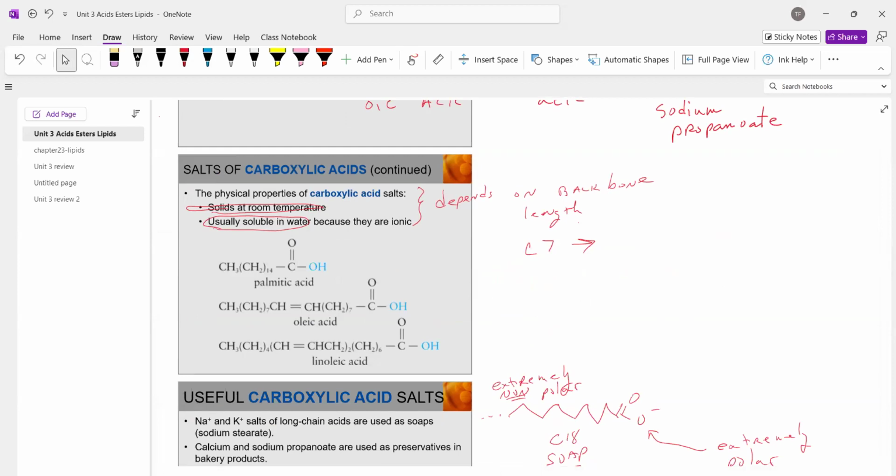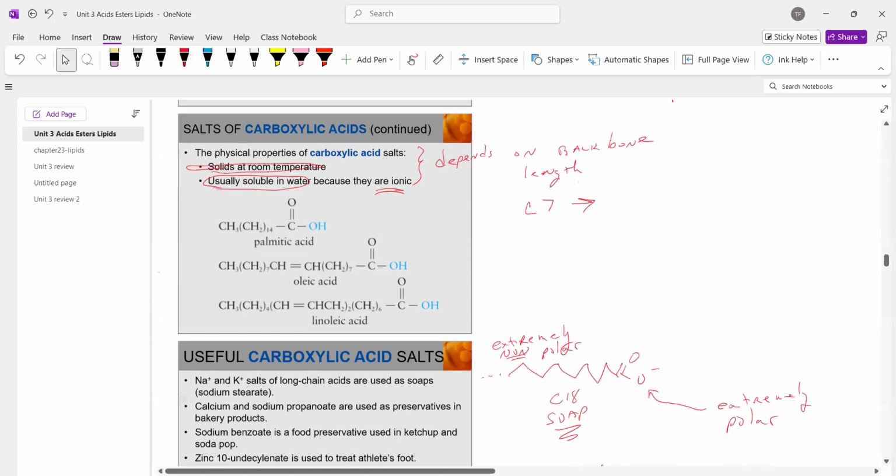The salts are sometimes called soap, depending on how long the nonpolar chain is. The salts are usually soluble in water because, one, they're ionic, so they have a lot of very strong IMFs. And again, the driving force is a C7.